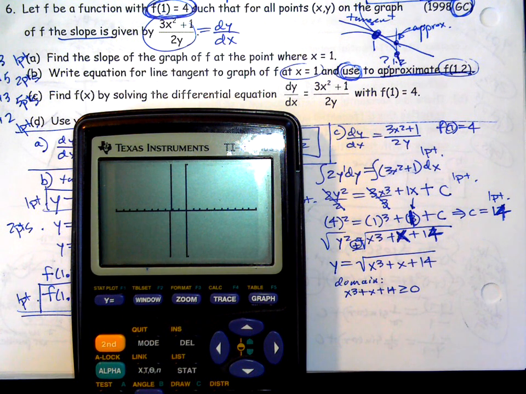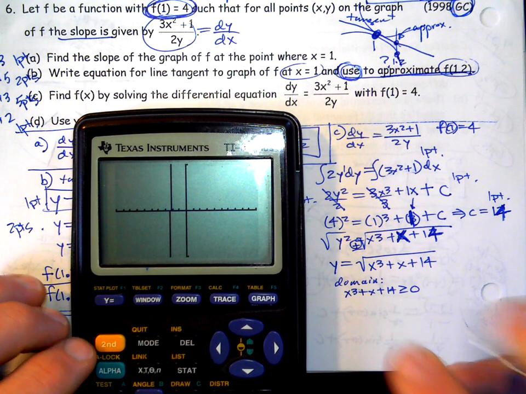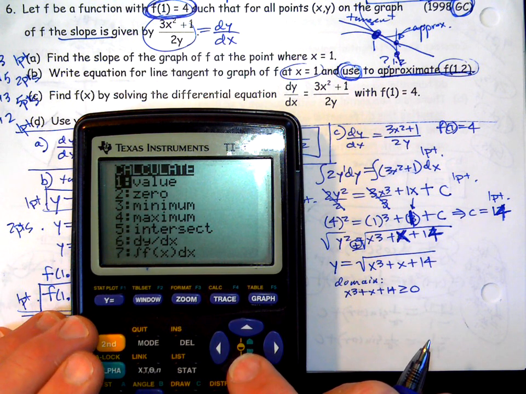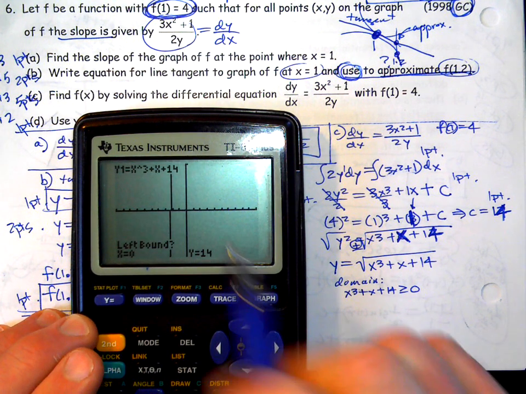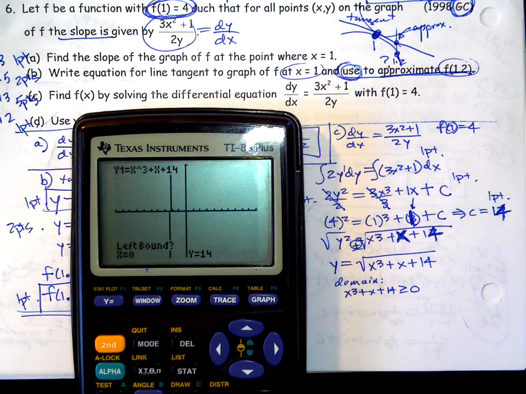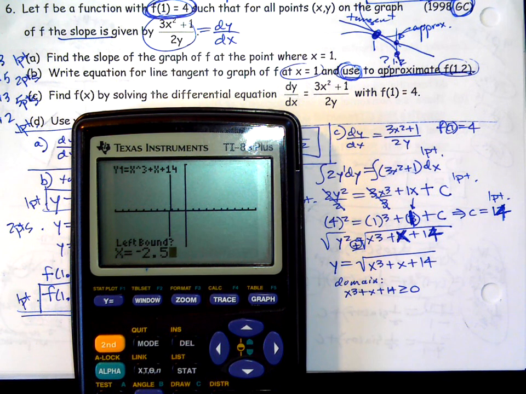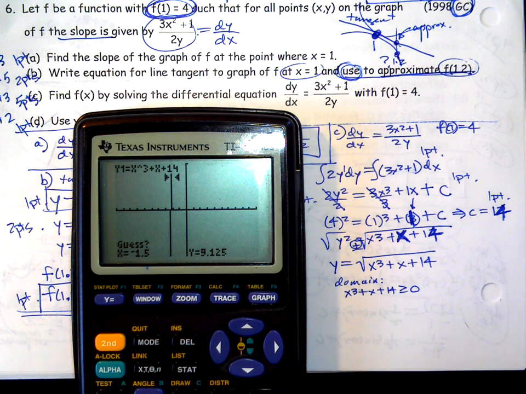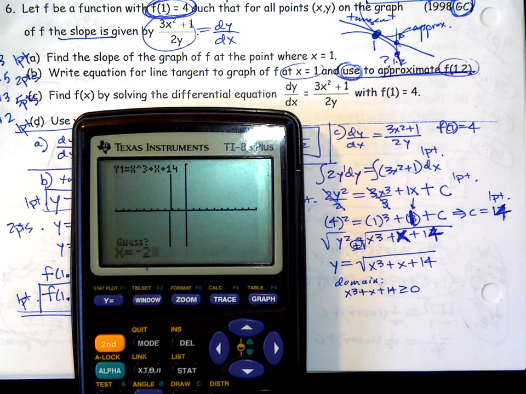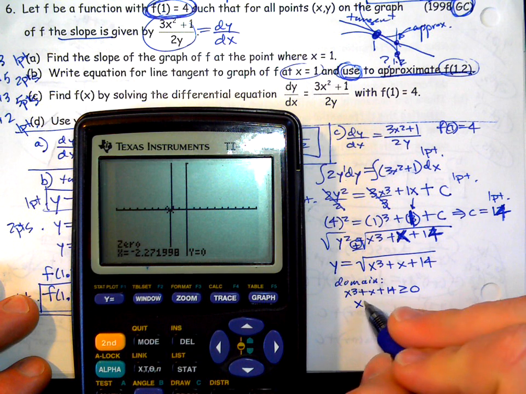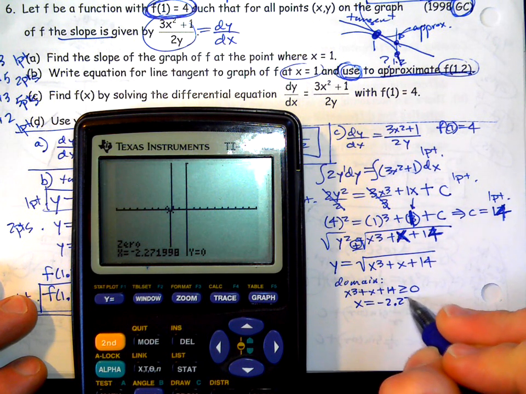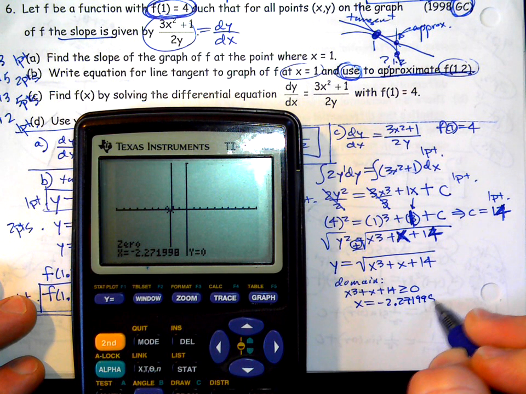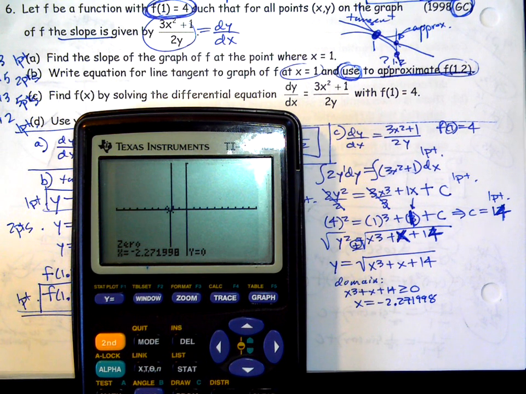I think we could figure it out in a second, though. So second calc, zero. It looks like it's between negative 3 and negative 2. So I might say negative 2.5 to negative 1.5. You could use the cursor to go on either side, and then I'm going to guess at negative 2. And so x equals negative 2.271998. I'm just going to write a few extra decimals in case I need it later on.